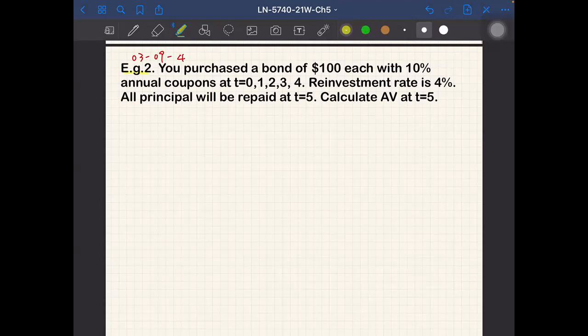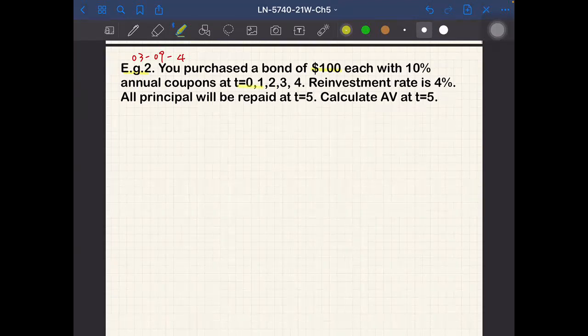So you buy this bond 5 times. So you paid $500 in total. Then the reinvestment rate is 4%. And all the principal will be repaid at T equals 5. So calculate the accumulated value at T equals 5.